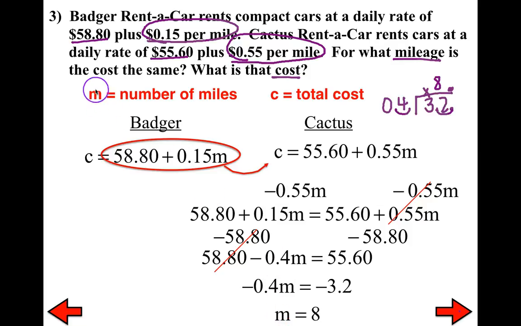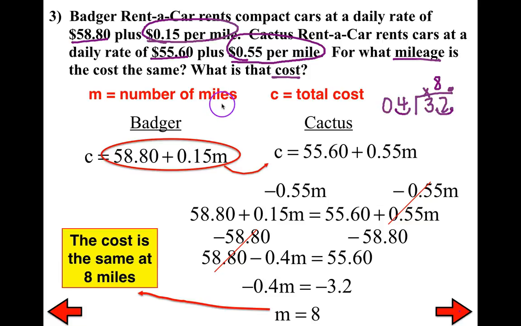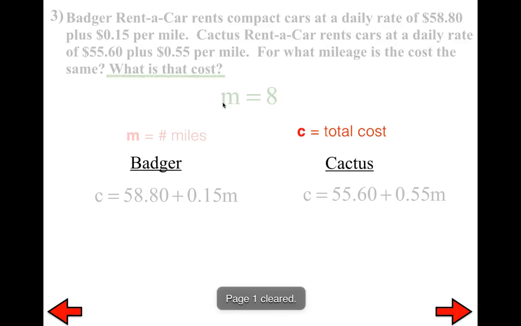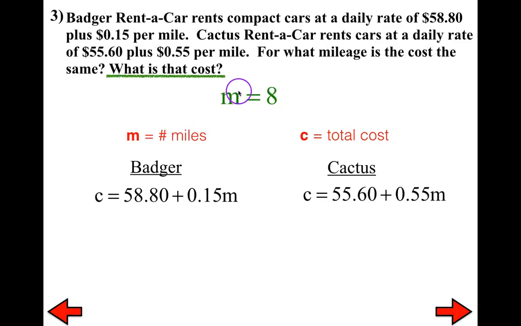What does that mean? Well, since M stands for the number of miles, this basically means the cost will be the same after 8 miles. Okay? So now the next question is, well, what's the cost? Well, in that case, since we figured out what M is, I still need to figure out what the cost is. I'm going to take what I've learned, which is there's 8 miles for the cost to be the same. I'm going to plug that into one of the two equations.